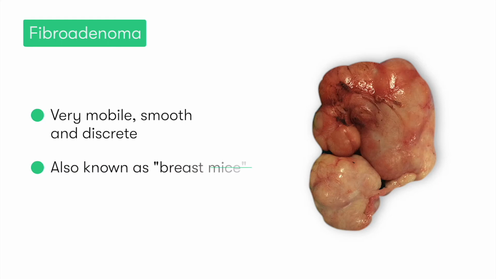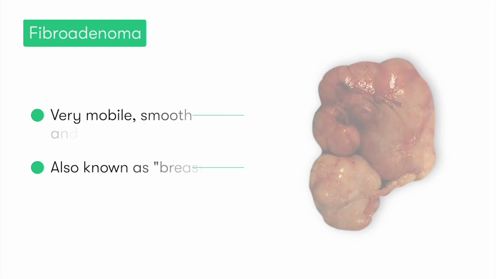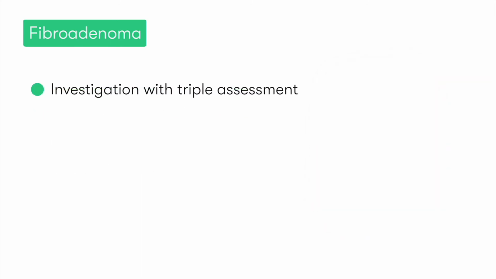It's these characteristics, in particular the high level of mobility during clinical examination of the breast, that have led to fibroadenomas also being referred to as breast mice. We investigate fibroadenomas with triple assessment, as we mentioned earlier in this tutorial series. Importantly, we need to perform ultrasound imaging of the breast, typically with a core biopsy done as well, especially in patients who are older than 25.